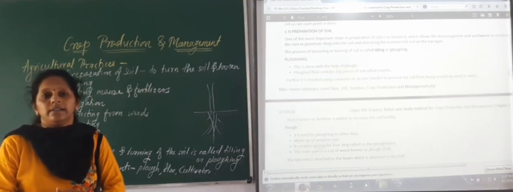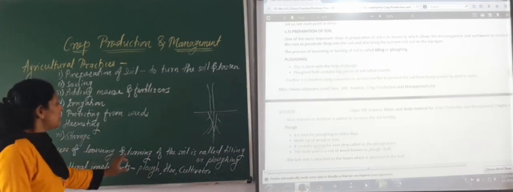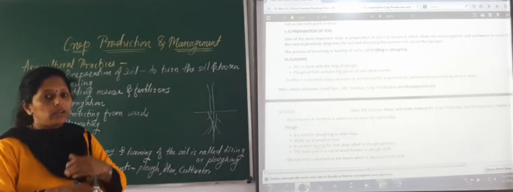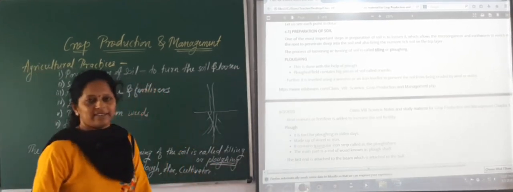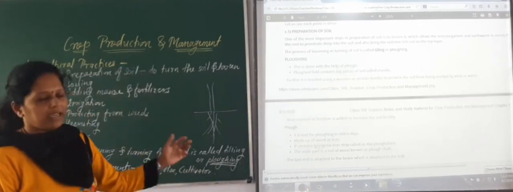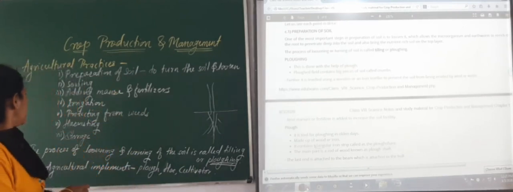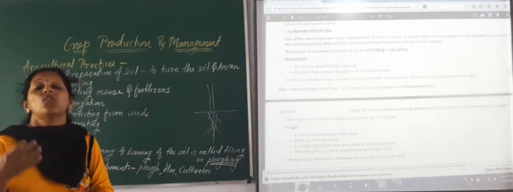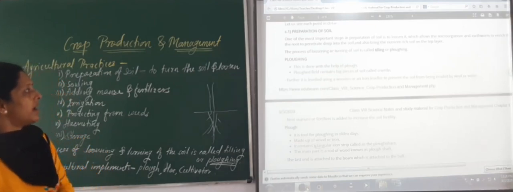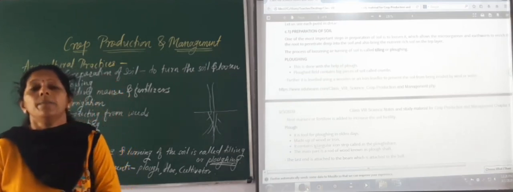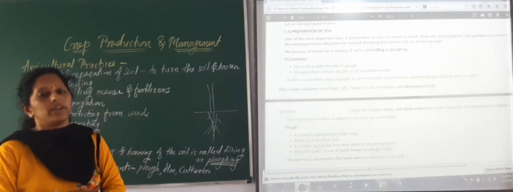As you know, next is the process of loosening and turning of the soil. When the soil is loosened or turned, that is called plowing. It takes place with the help of earthworms and microorganisms too. So plowing is another process. The process of loosening and turning is called plowing. Plowing is one of the important processes and it is necessary. This is done with the help of a plow. With the help of that plow, the plowing takes place.